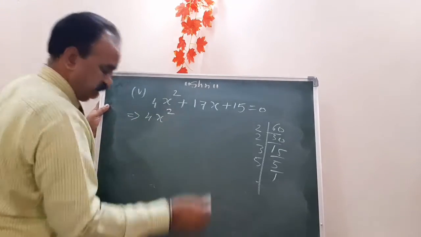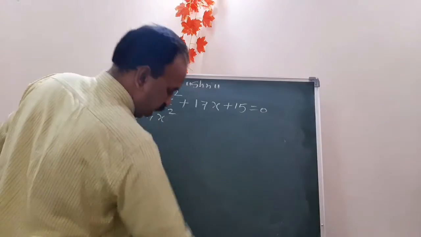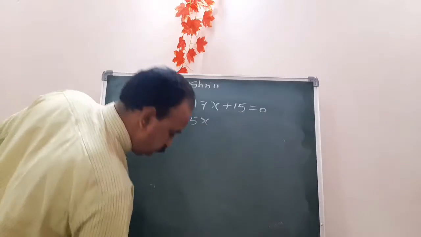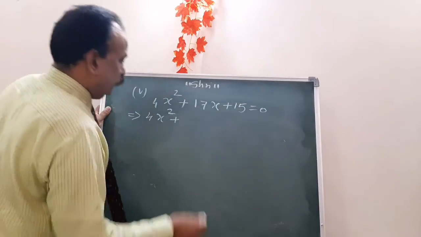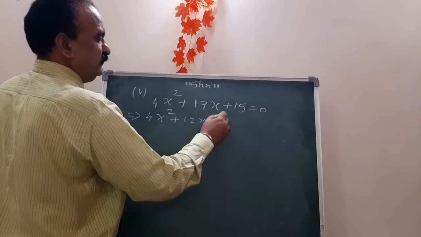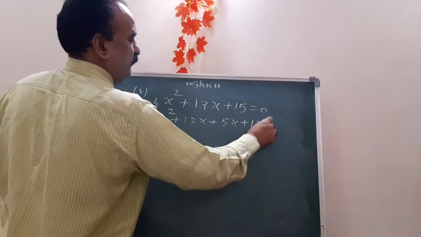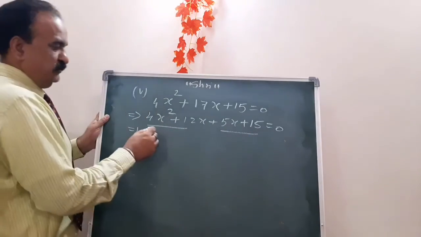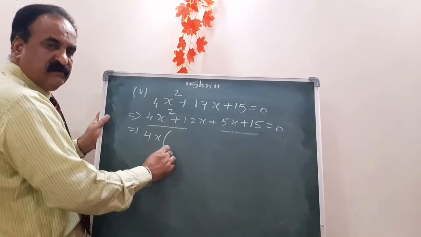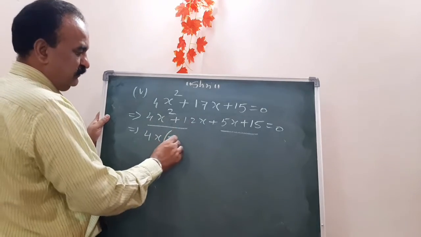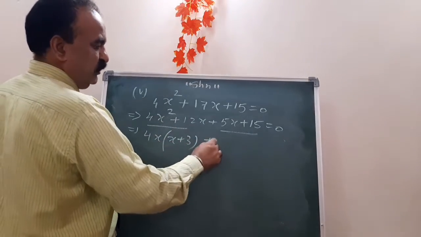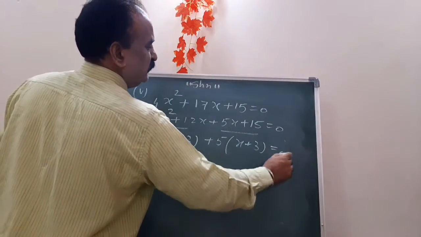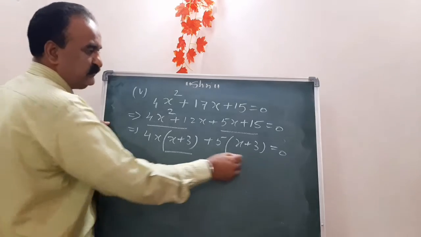4x square plus 15x, so 4x square plus 12x plus 5x plus 15 equal to 0. These two terms and these two terms. You can take 4x common in the bracket, 4 threes are 12, x plus 3. Now here 5 common, x plus 3 equal to 0. x plus 3 again common.